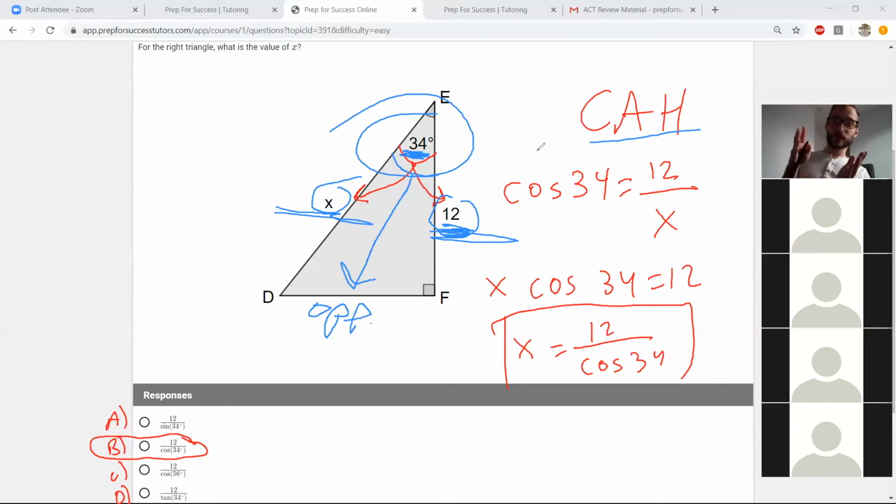Sometimes they may give us two sides, and you want to find an angle. Sometimes they may give us an angle and one side, and you want to find the other side. So you just want to be able to manipulate that in any way possible.